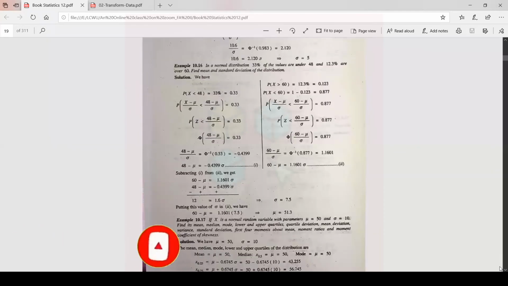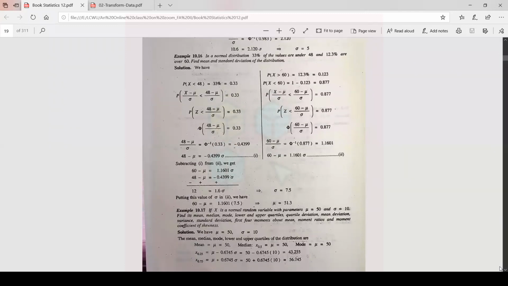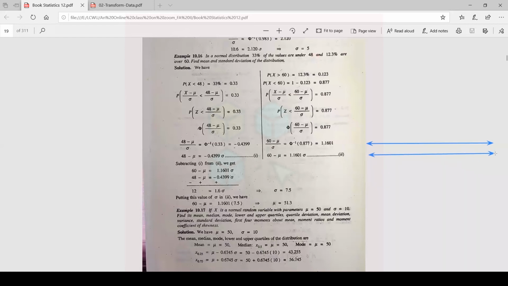So come to the next example. In the next example, you can see 10.16. In a normal distribution, 33% of the values are under 48. For example, if we draw here a line which shows that distribution, this is our number line. We must draw two number lines, okay? One for x and one for z.